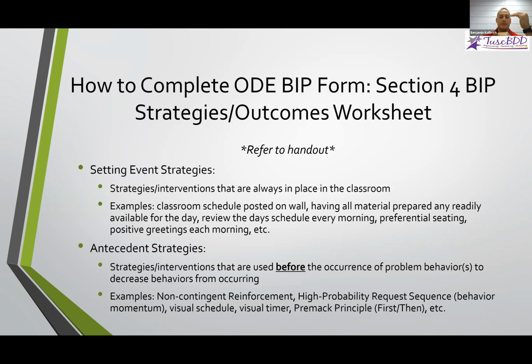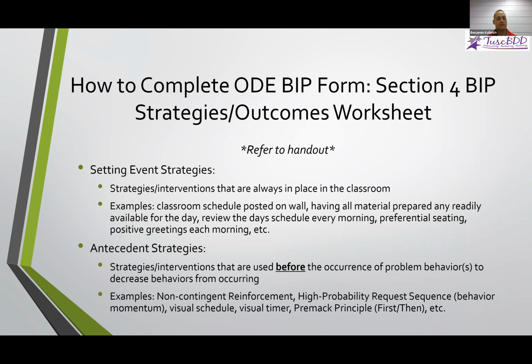So there's something that's always in place, and they're not something that you're doing right before a known behavior could occur. Okay. An antecedent strategy is a strategy that you're trying to do prior to a behavior occurring. So it's something that you would do if, okay, I'm going to give Johnny a task, and I know he's going to hit me. Okay. So I'm going to do this strategy right before I give him this task to hopefully stop the hitting behavior or prevent it from even happening. Okay. Hopefully that helps to explain it a little bit better.